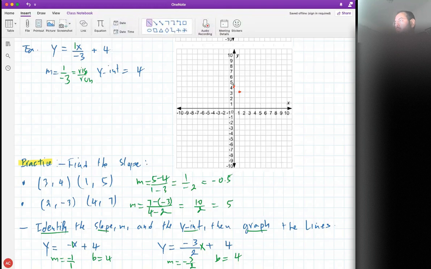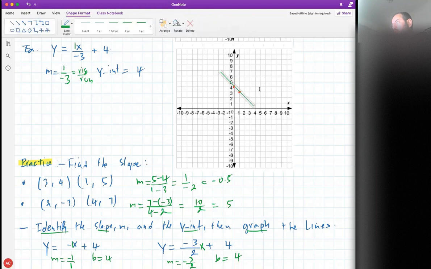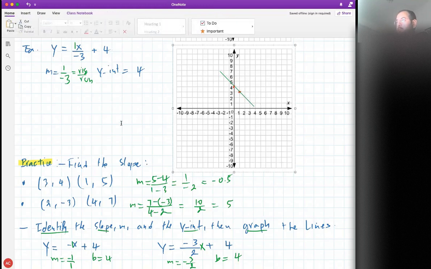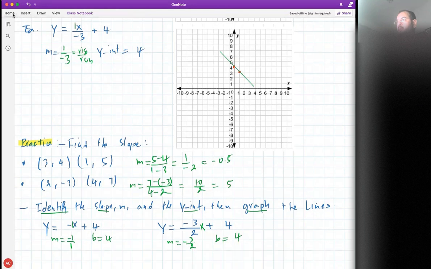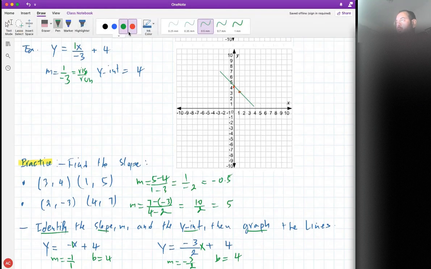We can insert a line or use a ruler to join the 2 points. That's line 1. We need to do the same thing for the other one. So this is line 1. Line 2 will be about the same thing.